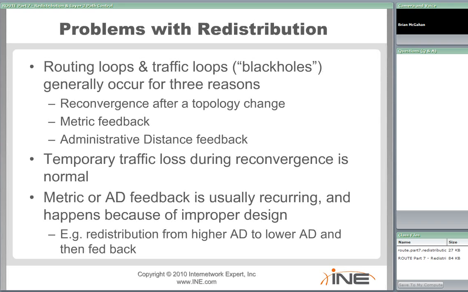And normally in a high availability design, it's our goal to try to minimize whatever that loss is, albeit normal. Now, the two that are problematic are going to be feedback in redistribution that is based on metric or feedback that is based on administrative distance. Okay, these two are not normal, and they happen because your design is wrong in the first place. So you're either redistributing on the wrong points, or you're using the wrong metric values for seeding, or you just need to simply change the physical topology in order to accommodate what your particular goal is.